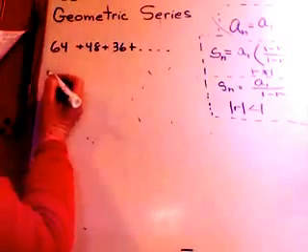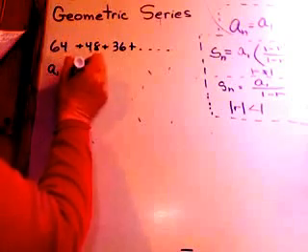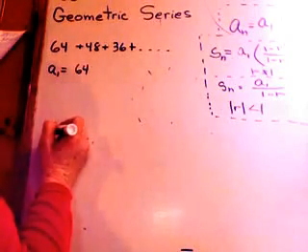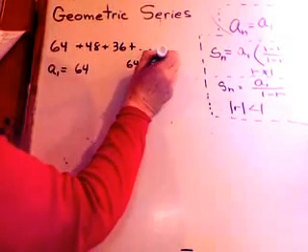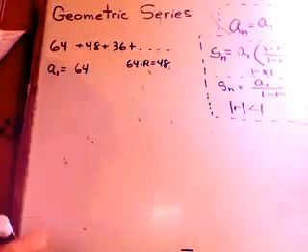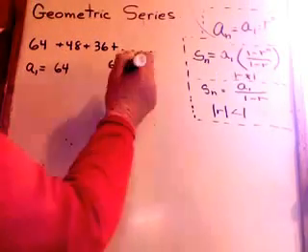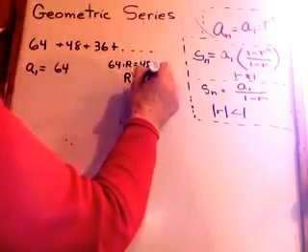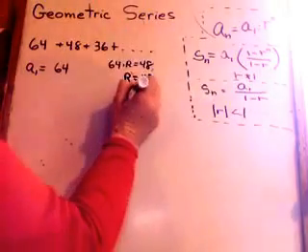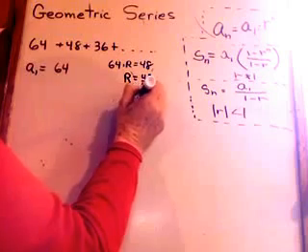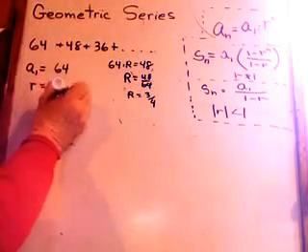So, what do I need to find? I need the first term. Do you know what it is? Yeah, 64. All right, I need the r. Remember how to find the r? 64 times r equals 48. And just use your trusty old calculator to solve for r. So r is 48 over 64. Of course, you can reduce that and you get 3/4. So r is 3/4.